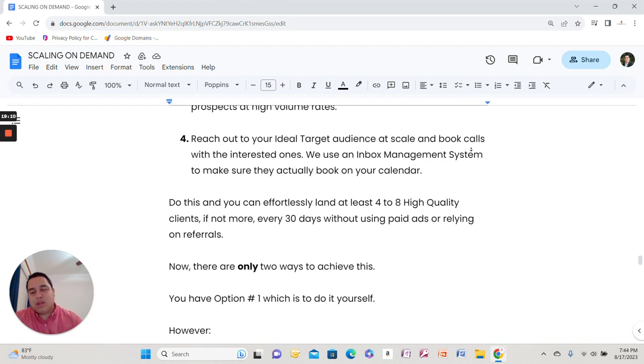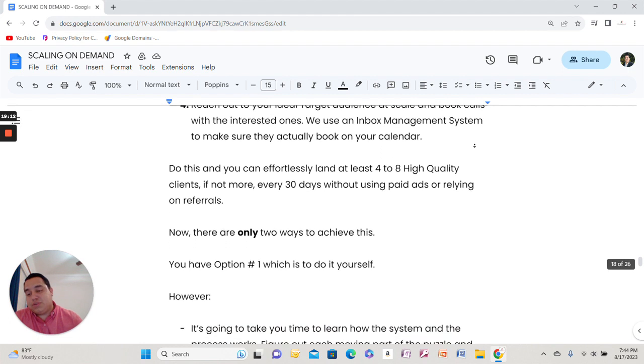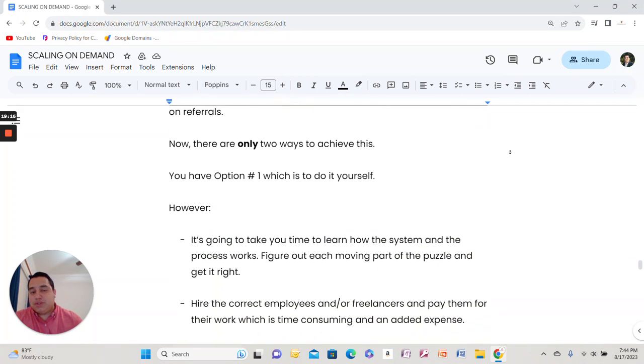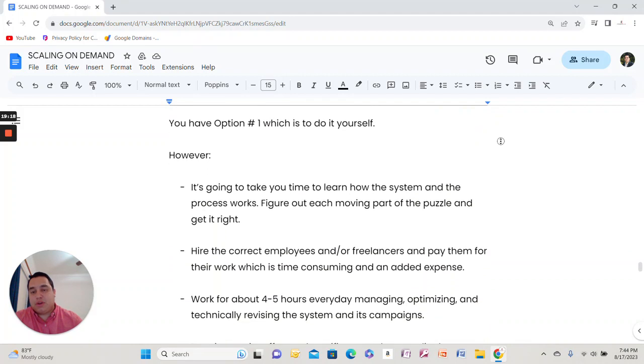So there are only two ways to achieve this, realistically speaking. Option one is to do it yourself. However, it's going to take time for you to learn how the system works, how the process works, and figure out all the moving parts, all the puzzle pieces in order for you to get it right.